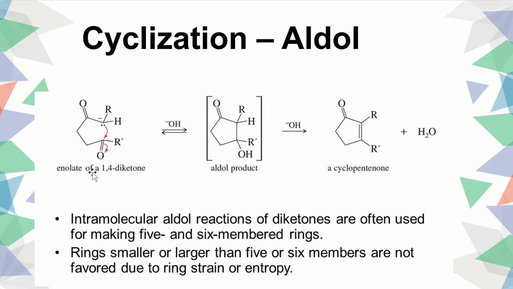So again, we have cyclization. This is an example of a cyclization reaction involving a 1,4-diketone, and the enolate is generated and we have cyclization occurring, and it's called an aldol reaction.